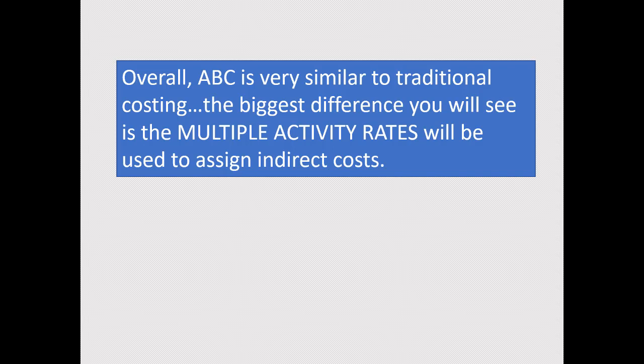So overall, ABC is very similar to your traditional costing that we've learned about in chapters 2 and 3, but what you'll see is that there's multiple activity rates instead of a plant-wide or departmental overhead rates to assign those indirect costs to product lines or customer orders or just to a given unit. Stay tuned, we'll work a problem next.